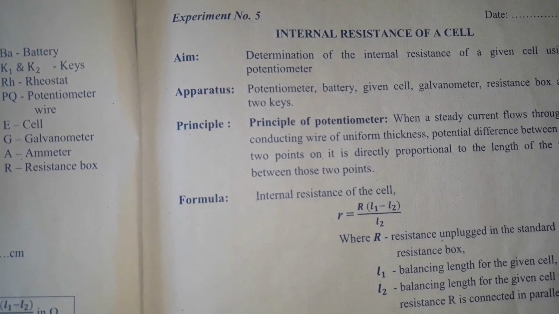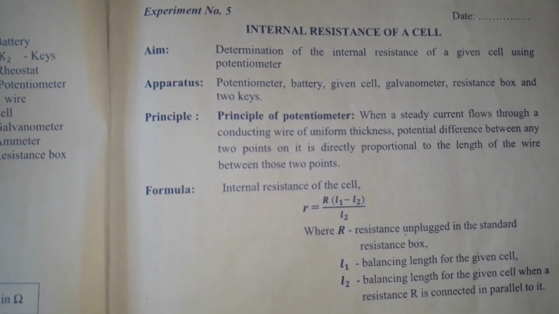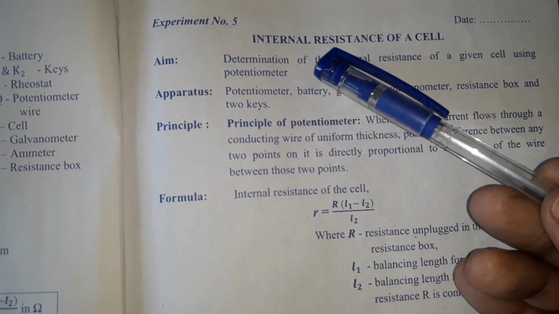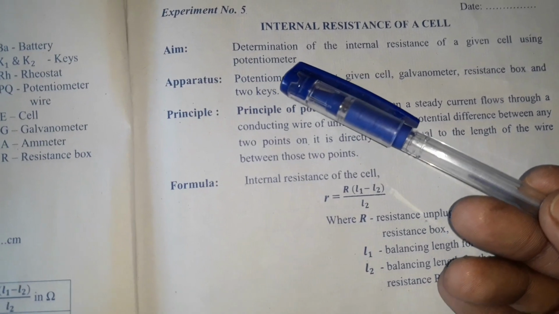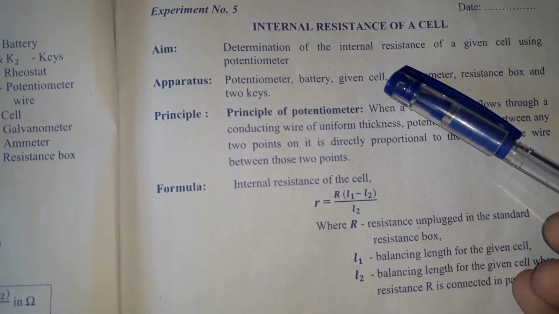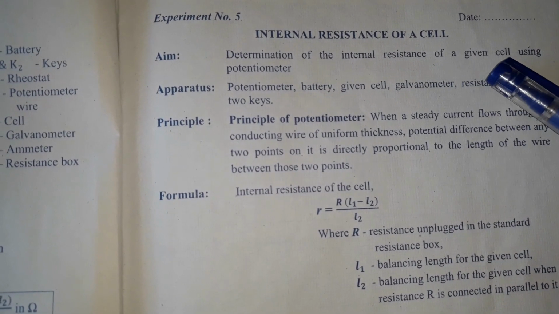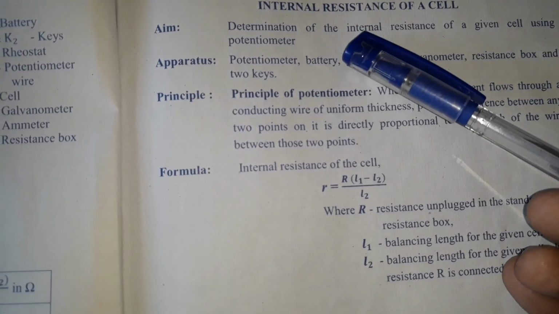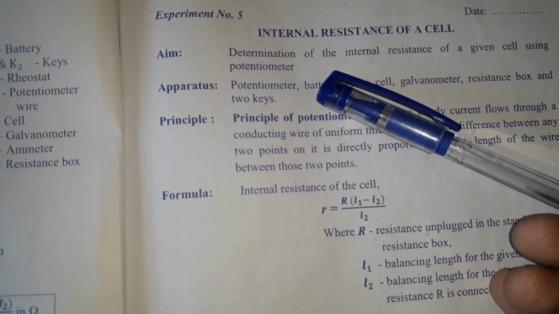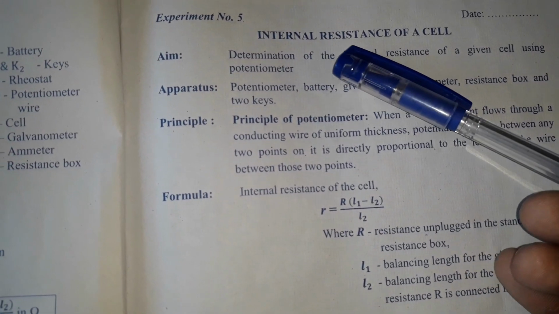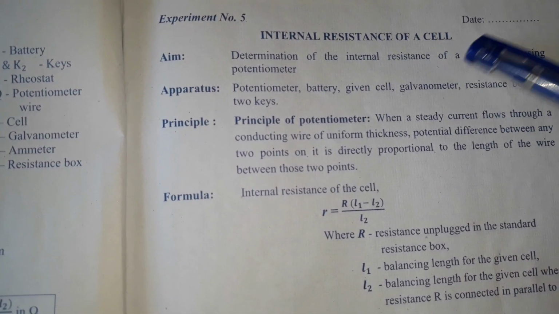Hello guys, let us go to the next experiment. Internal resistance of a cell. Aim: determination of the internal resistance of a given cell using a potentiometer. Using a potentiometer, now we are going to conduct an experiment on the internal resistance of a cell.